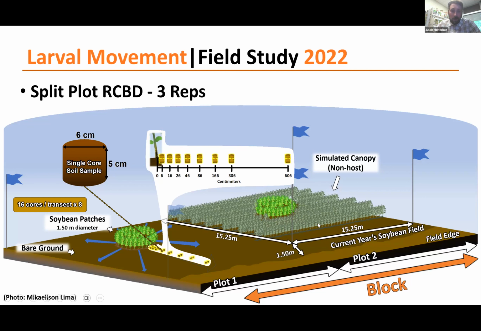We planted this non-host to hopefully replicate the canopy of what soybeans would be. So if we see differences in movement between these 2 different patches, that would be an indication that canopy might be a critical factor. Mostly we were worried about their survival moving on the soil surface with high temperatures potentially.